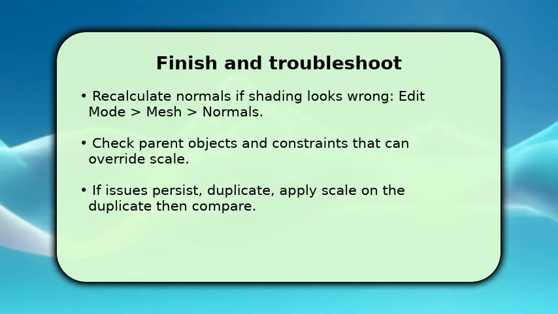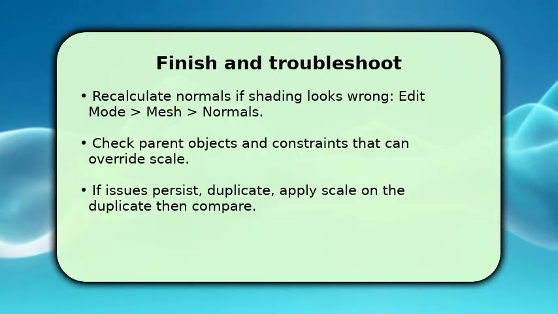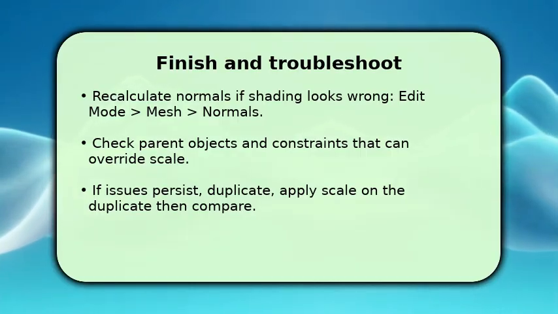If something breaks, duplicate the object and apply scale on the copy so you can compare states and revert quickly. This is the fastest troubleshooting tip to recover from unexpected changes.